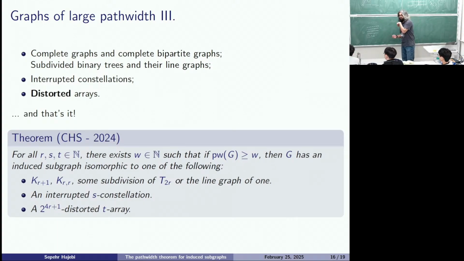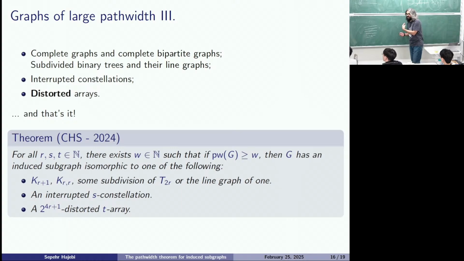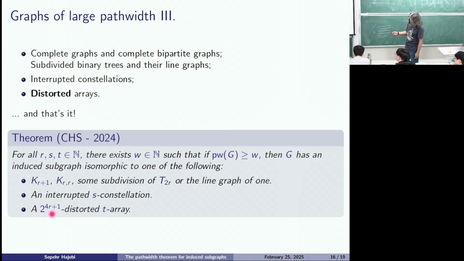This implies that. And what is true is that that theorem also implies this. And that's the first step in the proof of this theorem. So you first prove that instead of complete bipartite graphs and interrupted constellations and distorted arrays, you can get a big complete bipartite induced minor model.